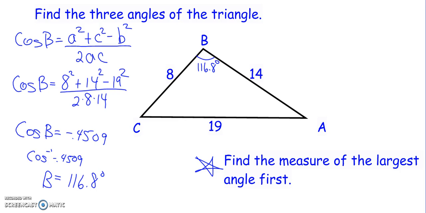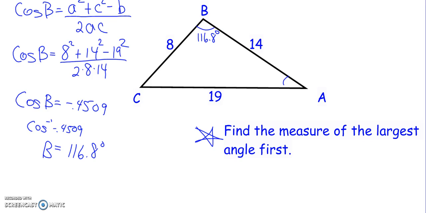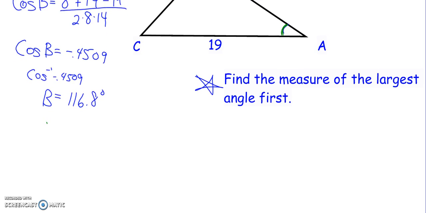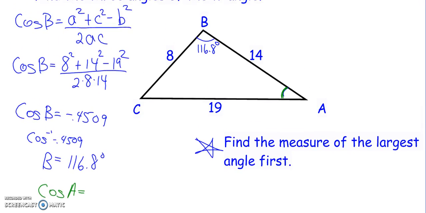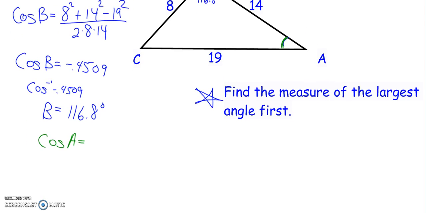Next we want to try to find another angle. Now at this point you can go in any order, A or C, it does not matter. Let's say we're going to look for A next. Switch colors when we look for A. For A, we'll use green, and we're going to use, again, a very similar formula. Cosine A is equal to B squared plus C squared minus A squared all over 2BC.